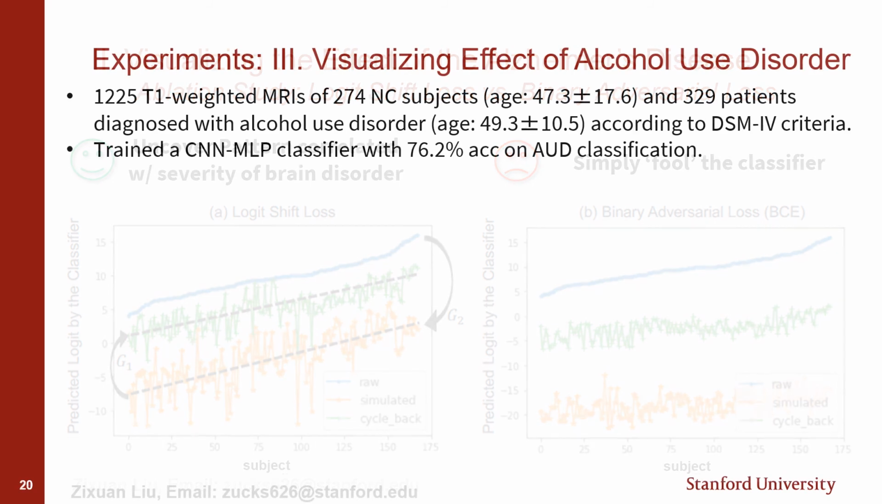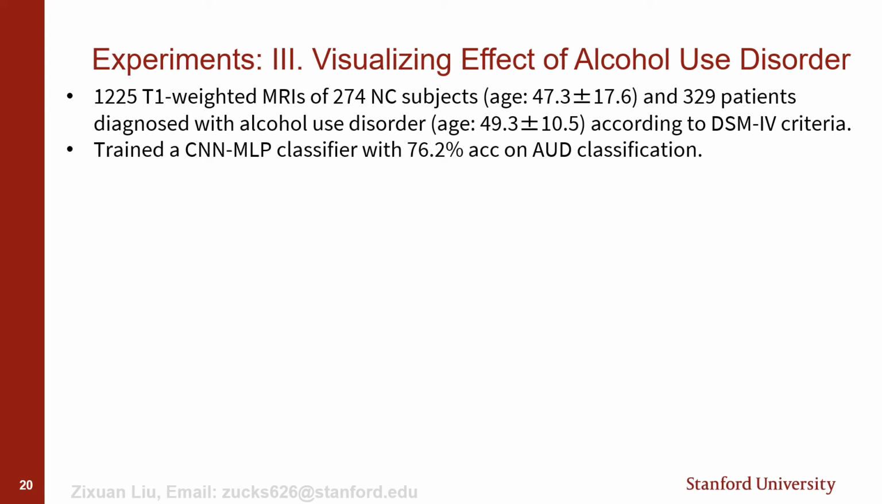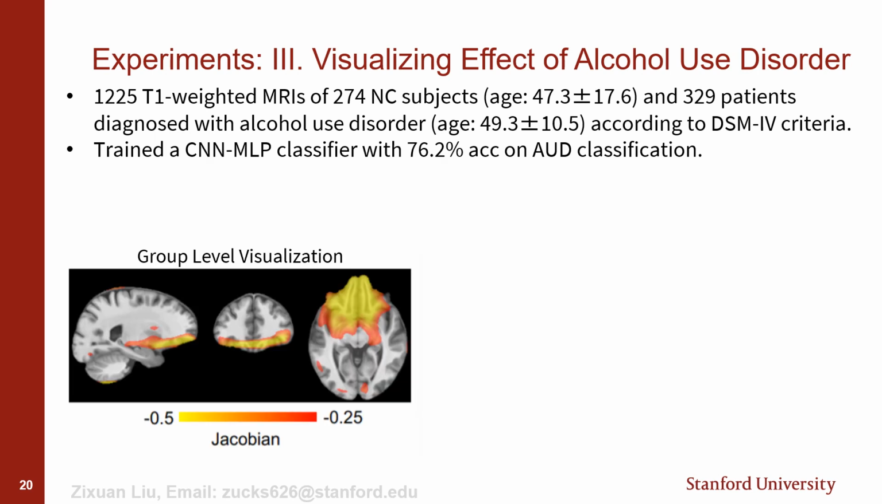Last but not least, we applied our method on another neuroimaging dataset with 1,225 T1 weighted MRIs, which contains 2,274 normal control subjects and 329 subjects with alcohol use disorder. Note that the ages are matched for each cohort. Similar to the experiments before, we trained the CNN classifier with 76% test accuracy on AUD versus NC classification. Then we trained the simulator networks and did the group level visualization in a similar way to the ADNI experiments.